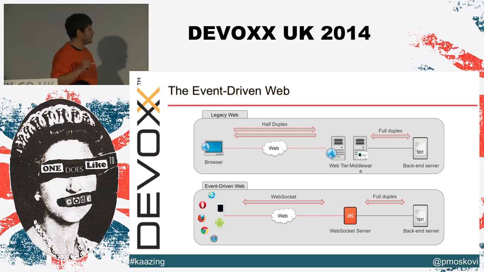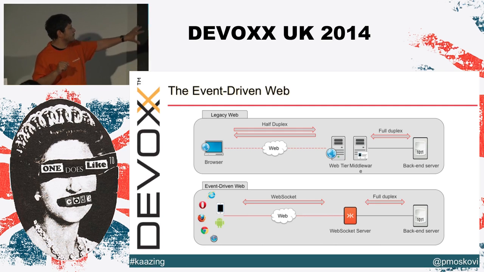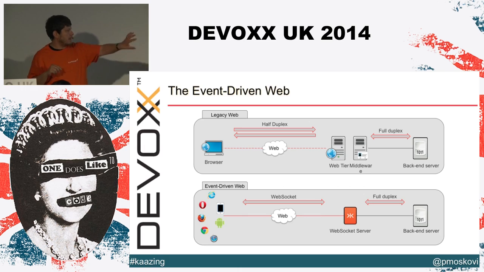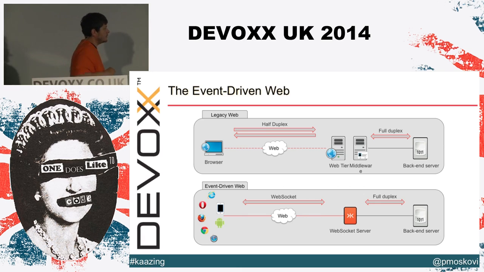We can build applications where it's not only the browser that can initiate connections to the middle tier, but anywhere in the back end, events happening can be populated and sent out all the way to the browser or all the way to the mobile device. There's another very important and interesting implication.